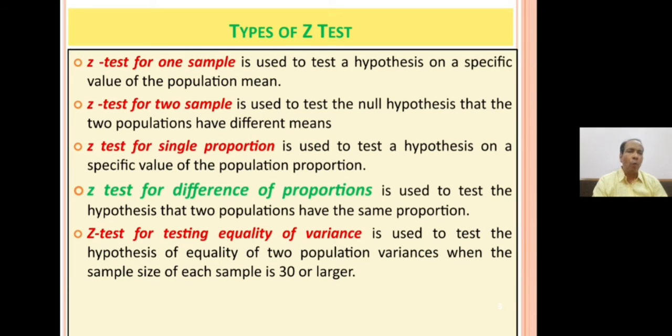Let's see what types of Z-tests we have learned so far. We have learned Z-test for one sample and two samples along with Z-test for single proportion. Today we are going to learn Z-test for difference of proportions or two proportions, and then the next lecture will be on Z-test for equality of variances. So let's see how Z-test for difference of proportions will be conducted.